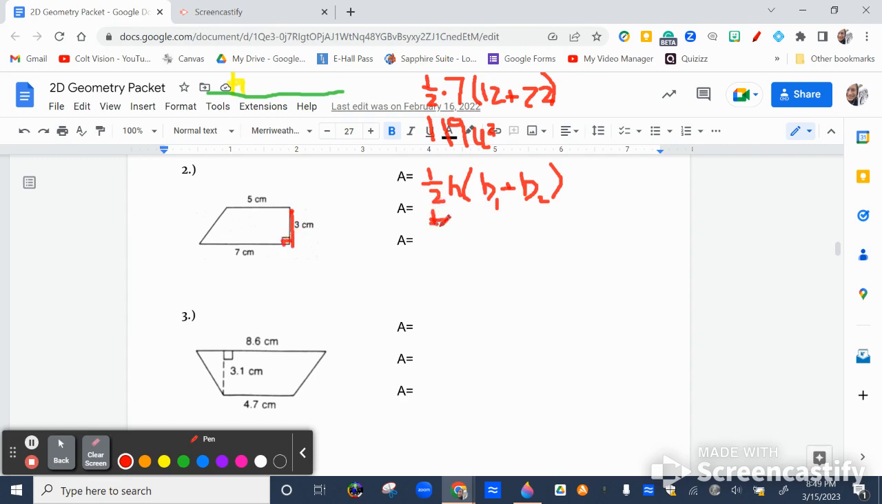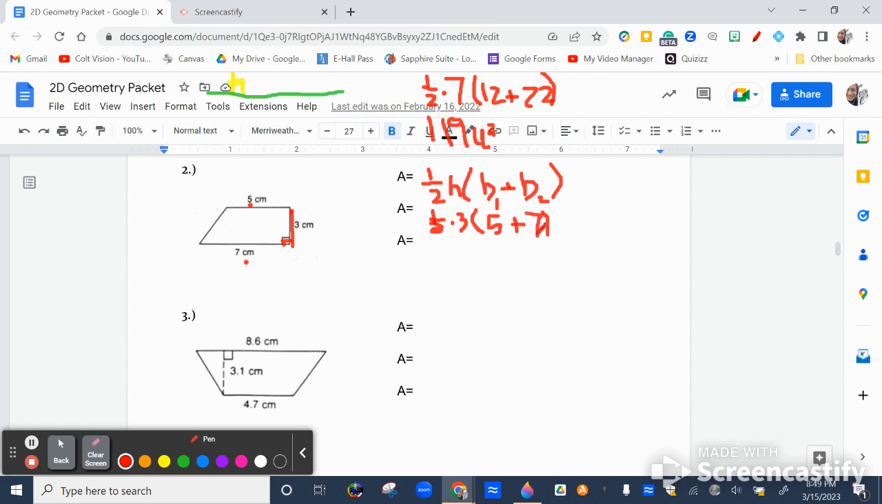So 1/2 times 3. Oh boy, this is bad. Oh my goodness. My stylus pen doesn't work. So then inside the parentheses is going to be the sum of the two bases. So 5 plus 7, which is 12.